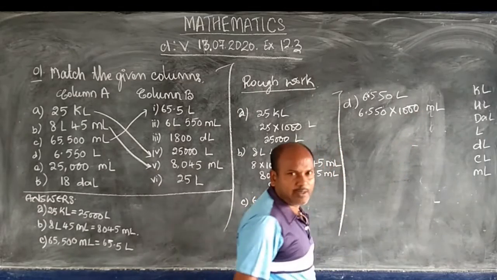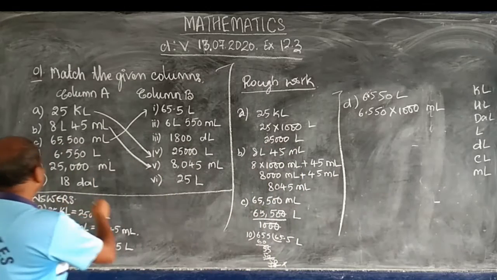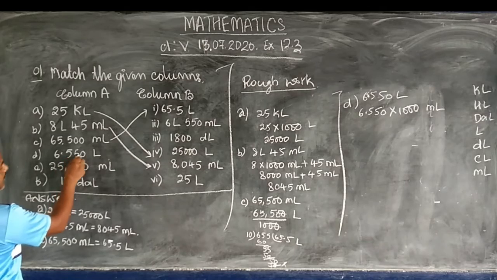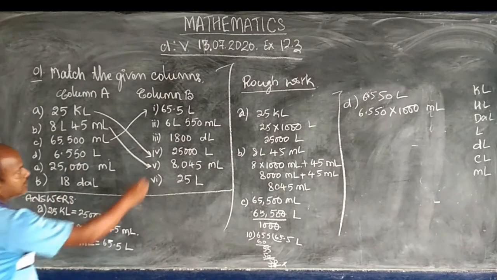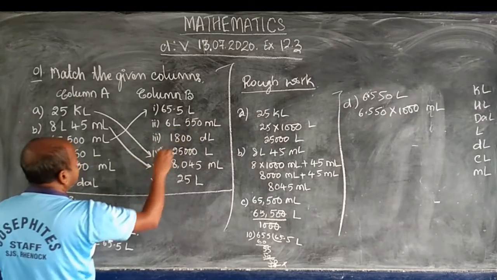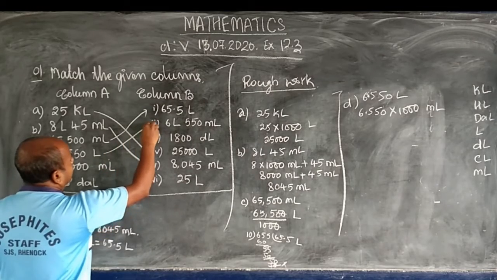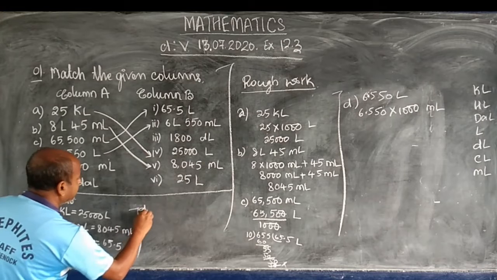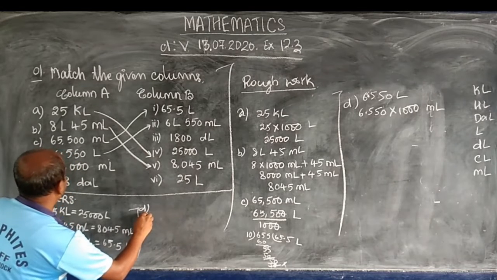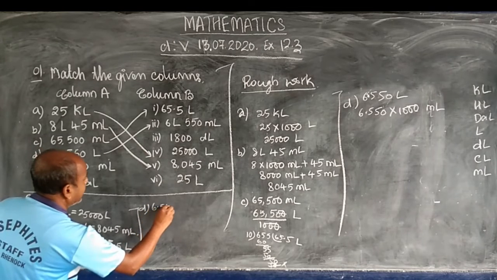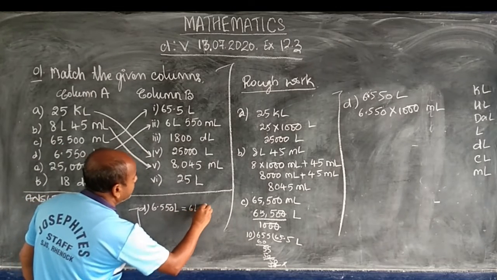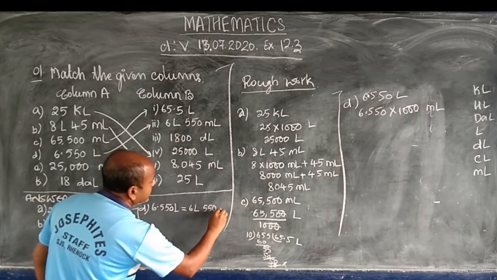Okay. Or in a simple way also you can do it. What you can do is, 6.550 liter means 6 liter and 550 milliliter. So straight away it's here: 6 liter 550 milliliter. You can copy that there. Now this is number D. 6.550 liter can be written as 6 liter 550 milliliter.